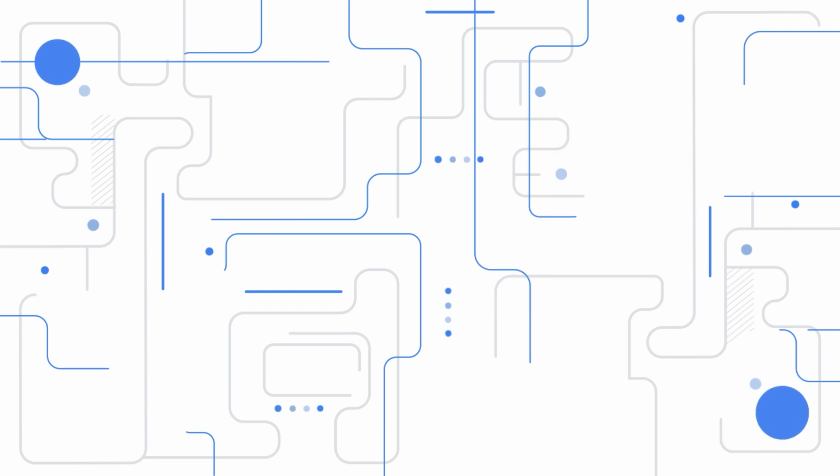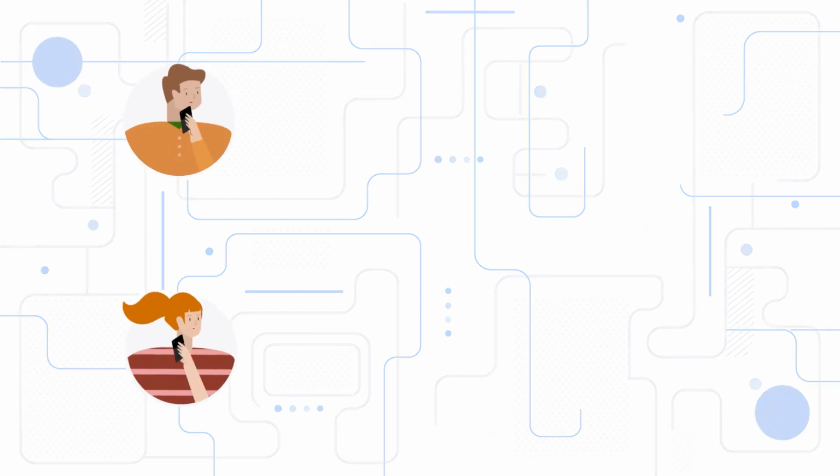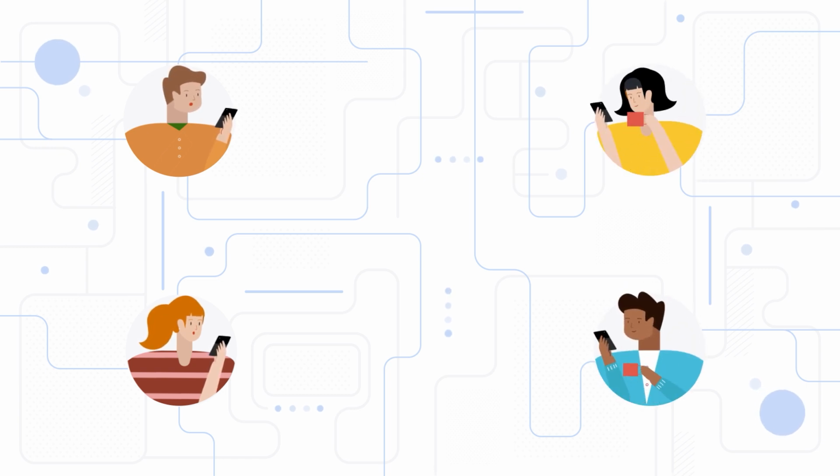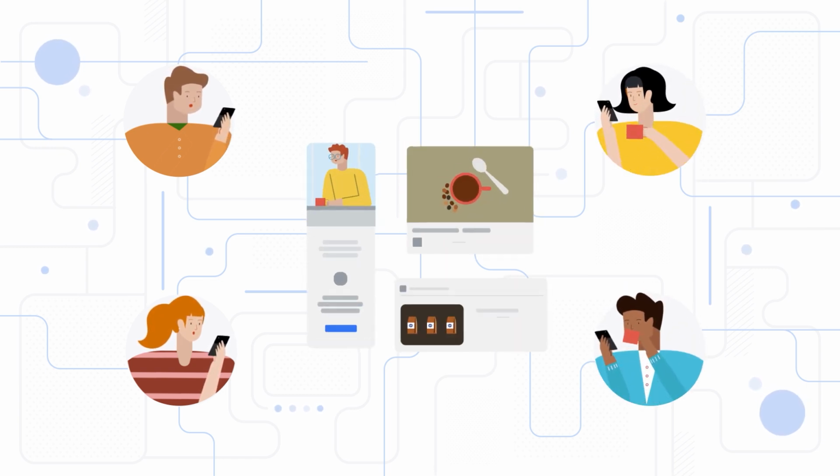But these ads don't just show up anywhere to anyone. Google's powerful machine learning technology uses millions of signals to differentiate between people who are simply interested in your business from those who have the intent to buy. This way, you can deliver relevant ads wherever your potential customers are spending time online.